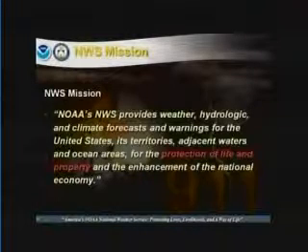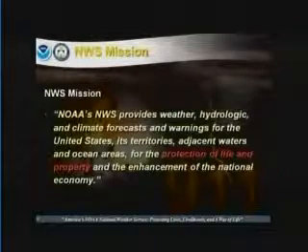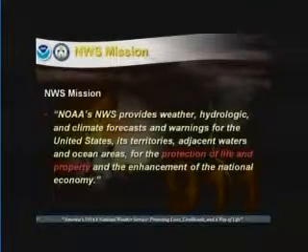There are many, many agencies in this country, federal agencies and others, that have some hand in water data collection, processing, integration, forecast. But the only agency in this country that is responsible for issuing warnings is the National Weather Service. So I'll talk a little bit about that.